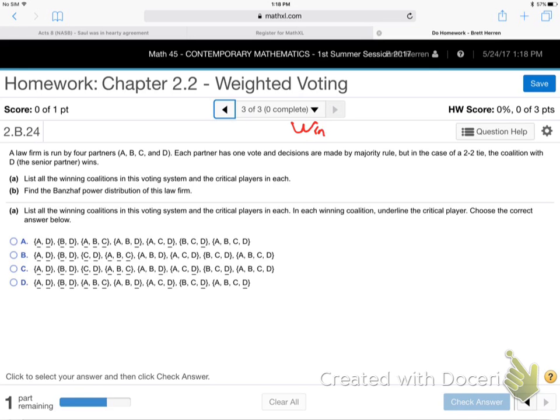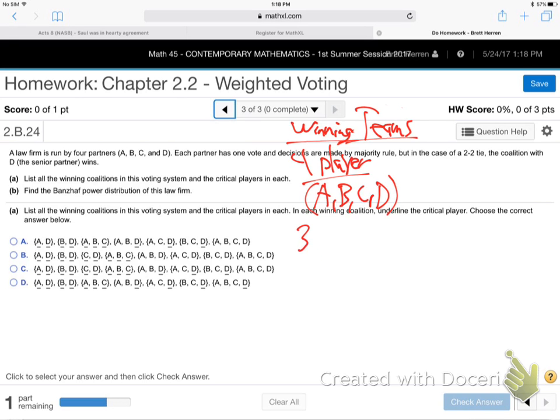Okay, so let's go through it. Let's list the winning teams, the winning coalitions. I can't spell that, so I'll just say teams. First off, we have the 4-player teams. Remember, you're supposed to list all the 4-player winning teams, the 3-player, the 2-player. Well, that would be all 4 of them, A, B, C, D. Obviously, that's a winning team. If all 4 of them want to do something, they'll do it. How about 3-player? Are there some 3-player winning teams?